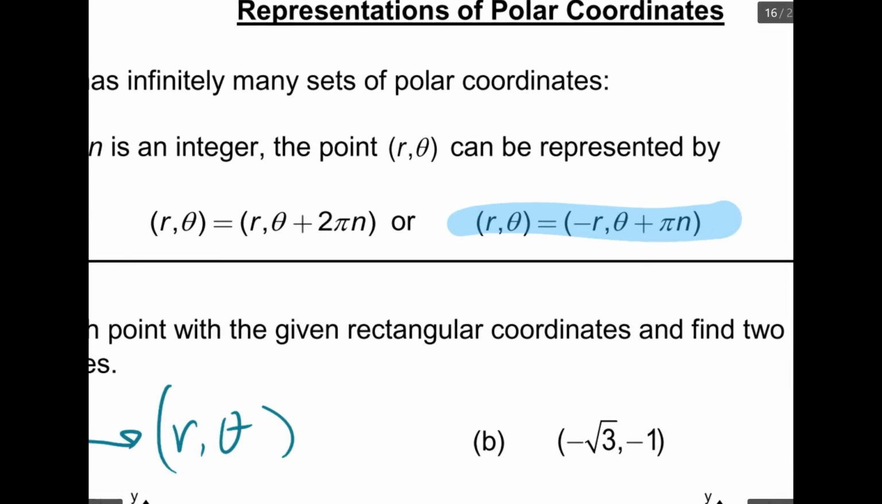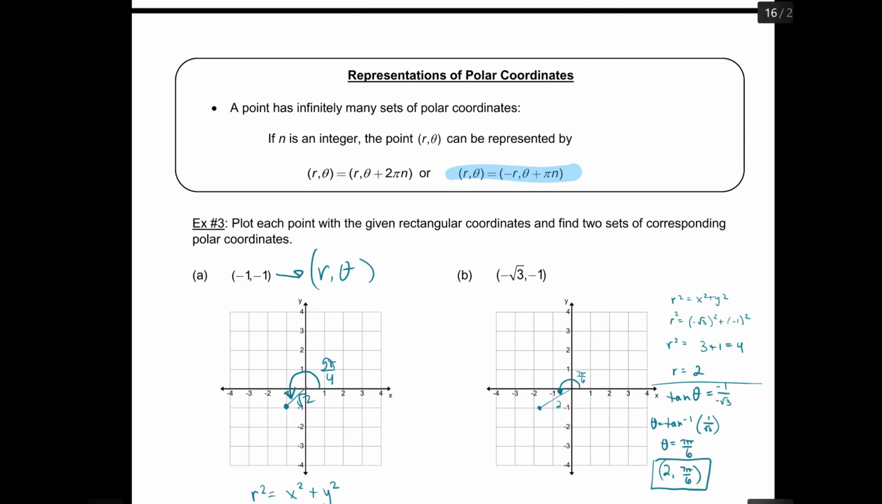Keep in mind, if you have a negative radius, that's going to mess with your mind. If a negative radius is given to you, you have to add pi onto theta. That'll screw you up.